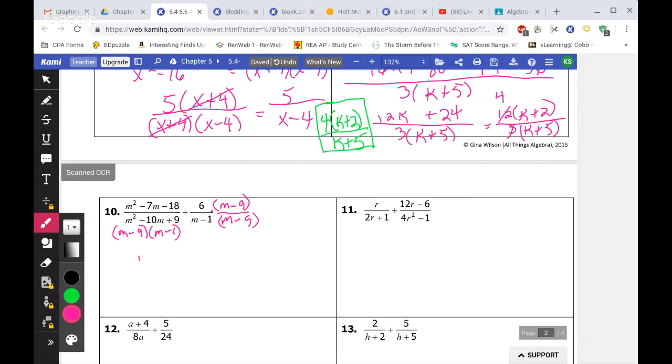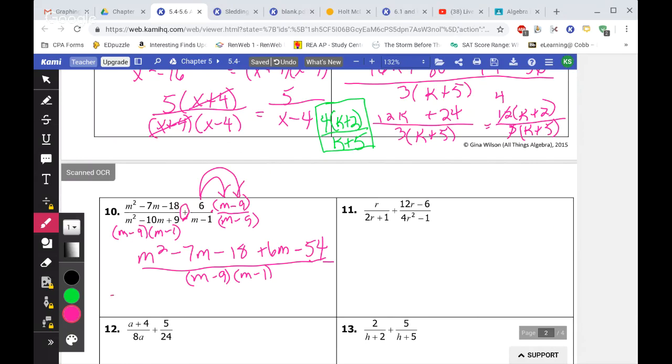So our next step is going to be m squared minus 7m minus 18. This is a plus. So we're really distributing a positive 6 to both things inside the parentheses. So positive 6 times m is positive 6m, and a positive 6 times a negative 9 is a negative 54. So we've got this big old thing all over m minus 9. And once again, I leave the denominator in its factored form, just in case on that last step I can factor anything out. I'm going to combine like terms.